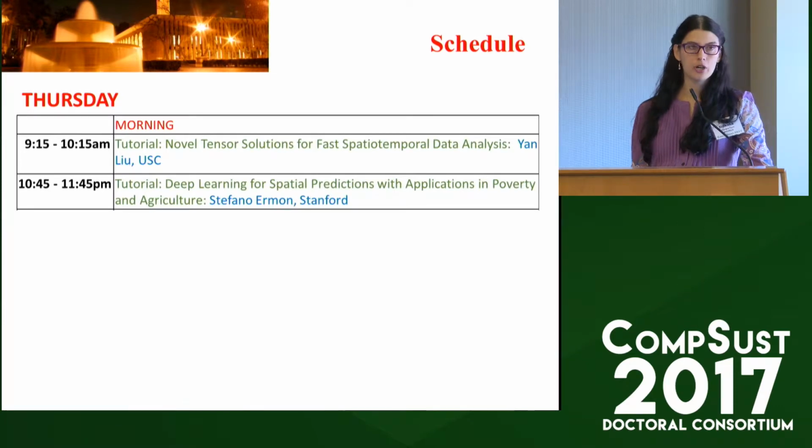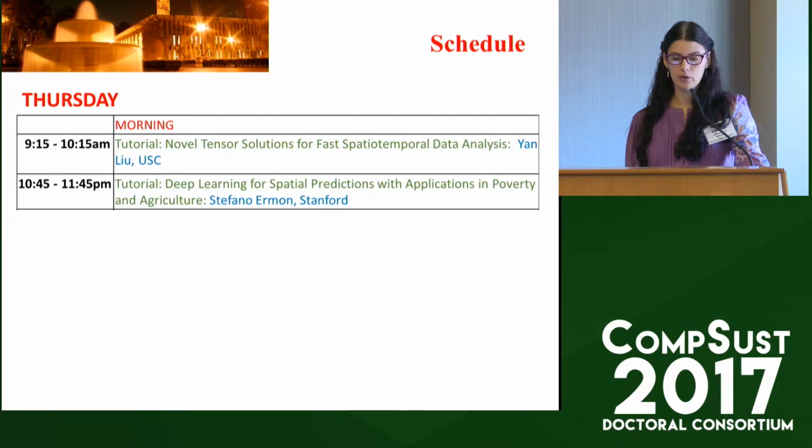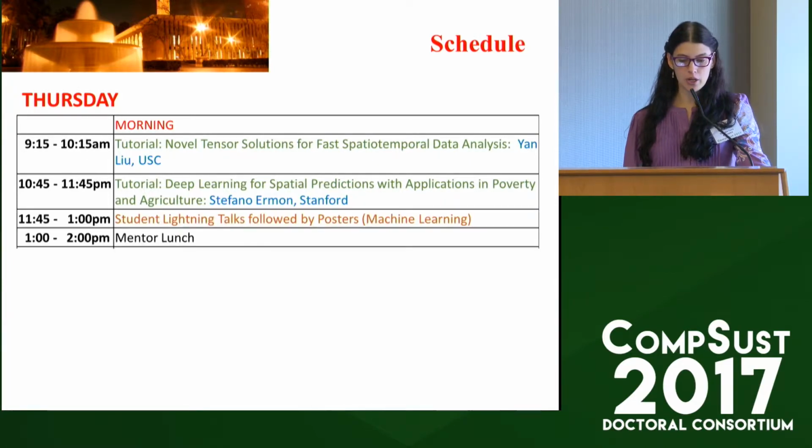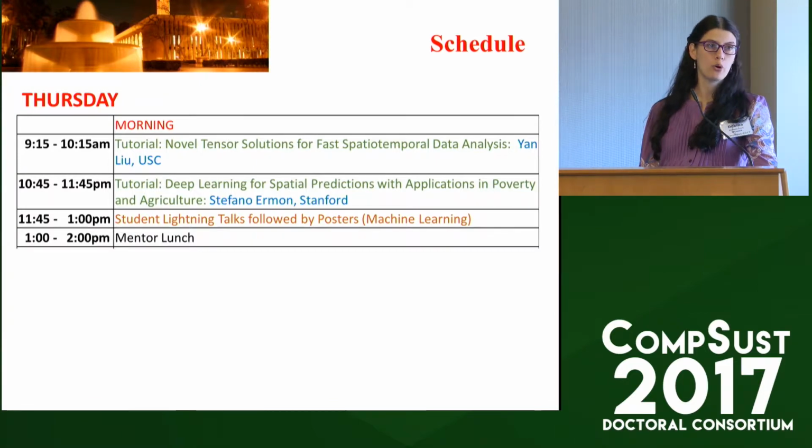So this morning we're going to have 2 tutorials relating to the use of machine learning in spatial temporal prediction. The first one is going to be by Yan Liu on novel tensor solutions for fast spatial temporal data analysis, followed by Stefano Ermon from Stanford on deep learning for spatial predictions with applications in poverty and agriculture. Then the rest of the morning will be student lightning talks and posters.